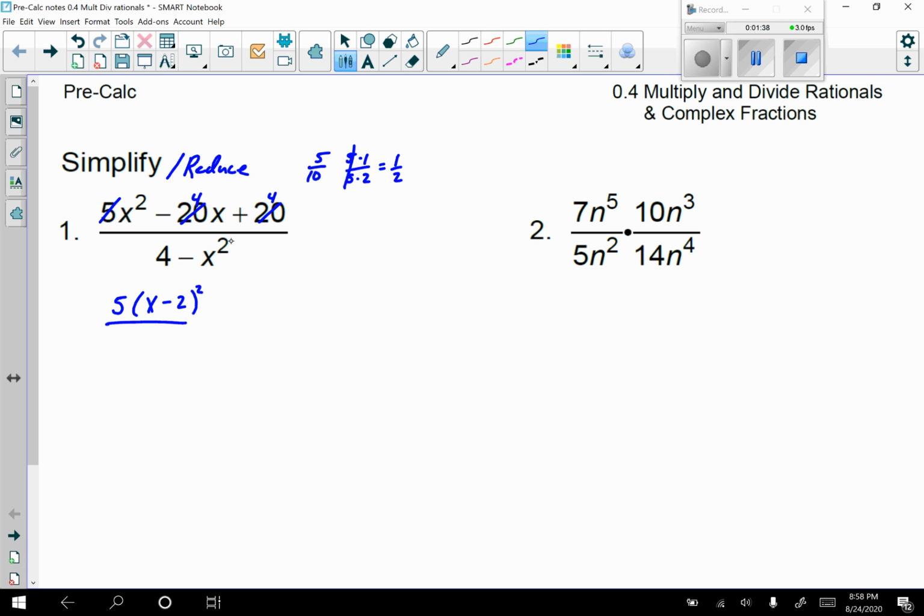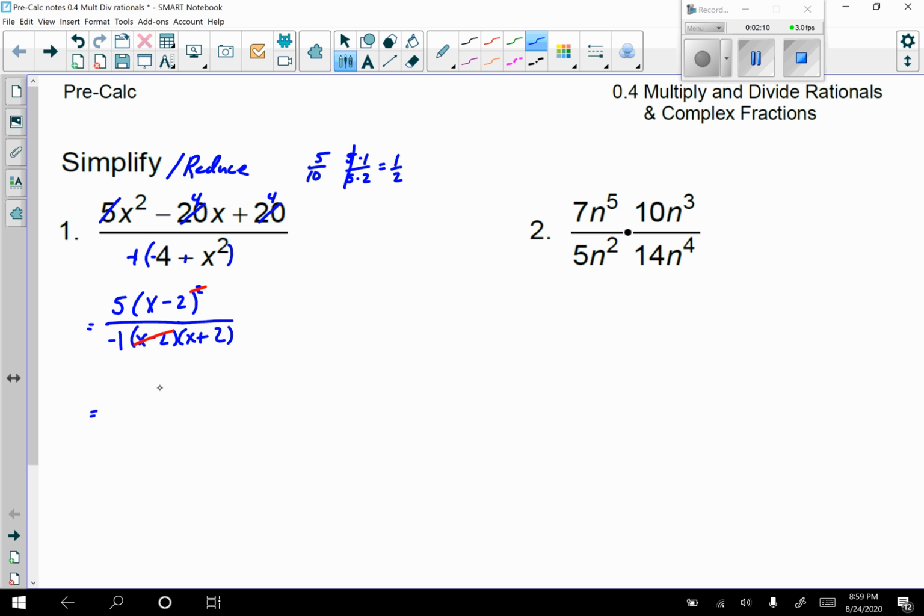In the denominator, one thing I notice is the x squared, the lead term, is negative. So I'm going to factor that negative 1 out. And if we do that, we get negative 4 plus x squared, or x squared minus 4, which is x minus 2 times x plus 2, difference of squares. So one of the x minus 2's will cancel. We can just cancel one there and one there. And we are left with the reduced form.